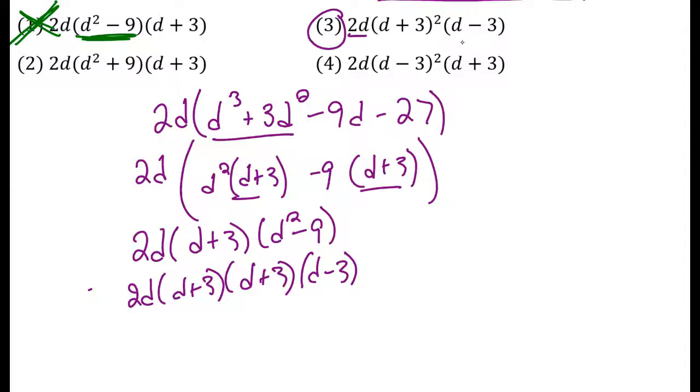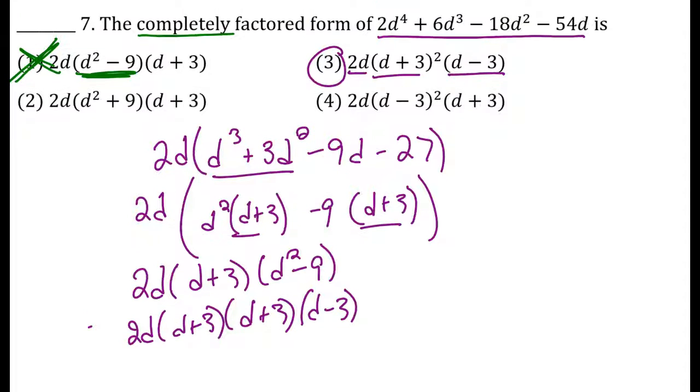It's 2d, d plus 3 quantity squared times d minus 3. Choice 3 is the correct answer. It's very tempting to pick choice 1, but you did all of that beautiful grouping to get it wrong. Don't forget the difference of perfect squares.